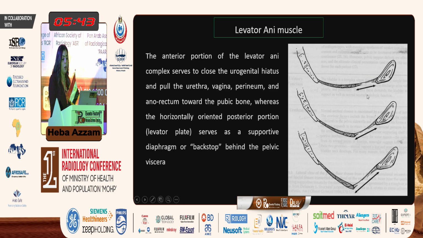With consequent weakening of the muscle, there is widening of the hiatus and sagging of the levator plate, as we can see here. With more weakness, there is more widening and more sagging.